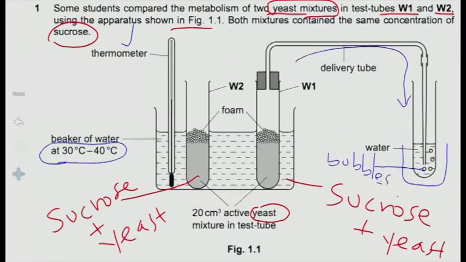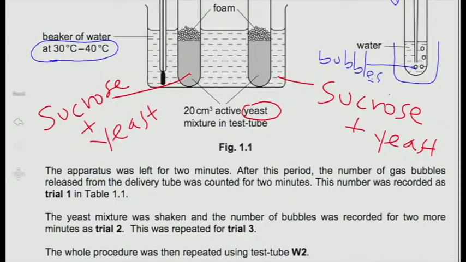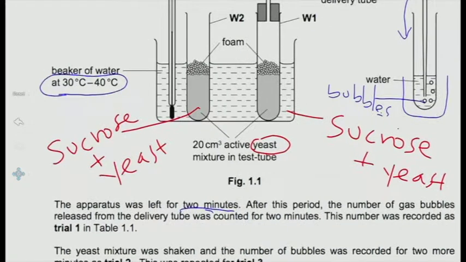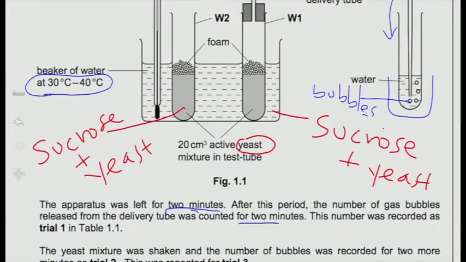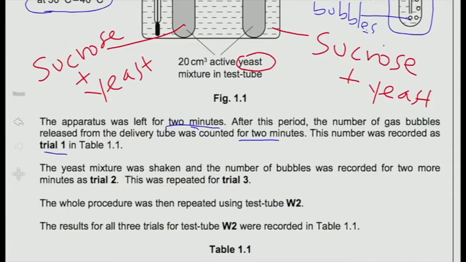Now it's time for the questions. The apparatus was left for 2 minutes. Let's underline 2 minutes there. After this period, the number of gas bubbles released from the delivery tube was counted for 2 minutes. This number was recorded as trial 1, that's table 1.1 as you're going to see below. The yeast mixture was shaken.